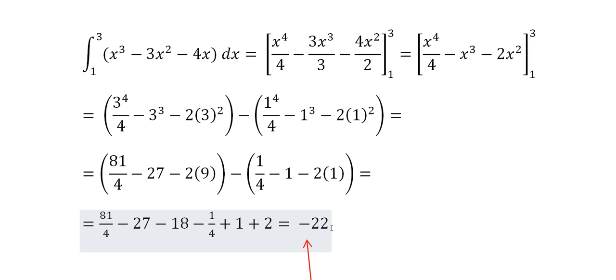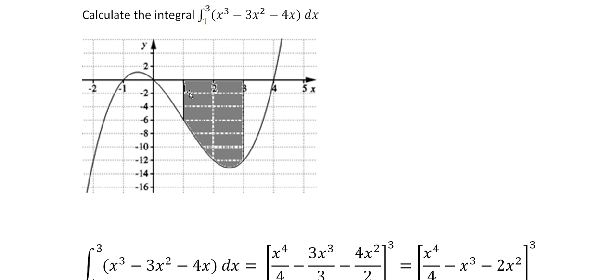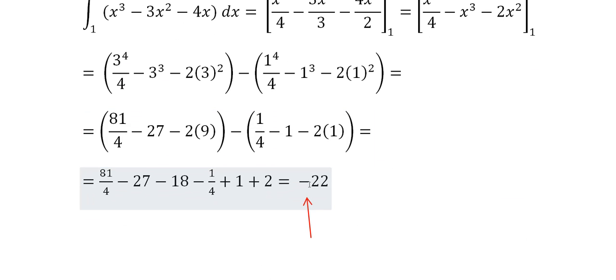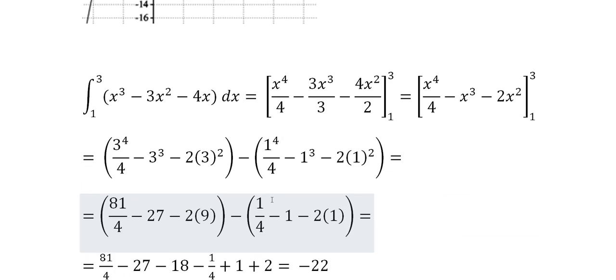Then you might think that something is wrong, but actually the integral is going to be negative, in this case minus 22, because the area here is going to be below the x-axis. So everything below the x-axis is going to be negative, okay? So that's very important to remember. If the area is above the x-axis, it's going to be positive. Anything below the x-axis is going to be negative.